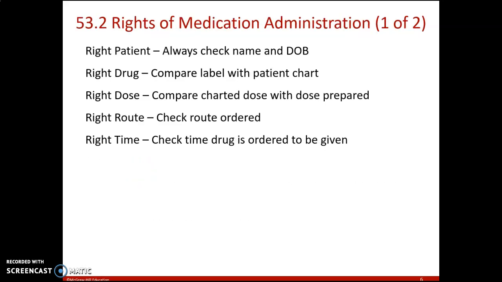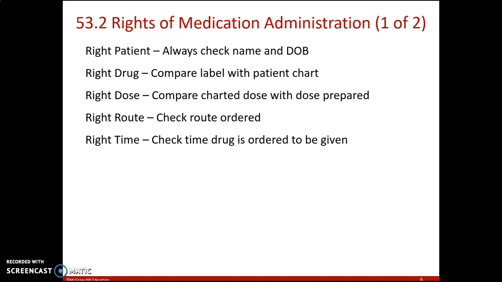So when we're dealing with patient medications, we want to make sure that we're following the rights. And this book has 1, 2, 3, 4, 5, 6, 7, 8, 9, 10. I've seen anywhere from usually 6 to 7. They do have a few additional ones. So right patient, right drug, right dose, right route, right time, right documentation, right reason, right to know, right to refuse, and the right technique.